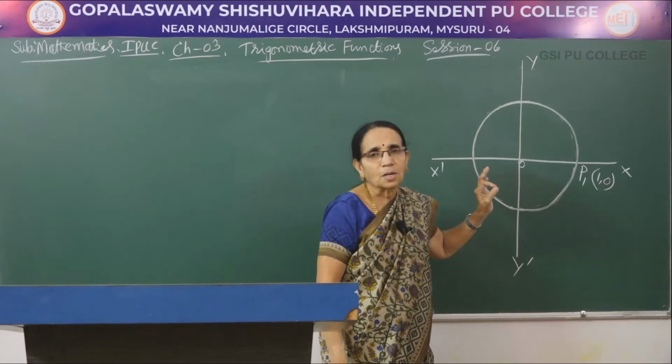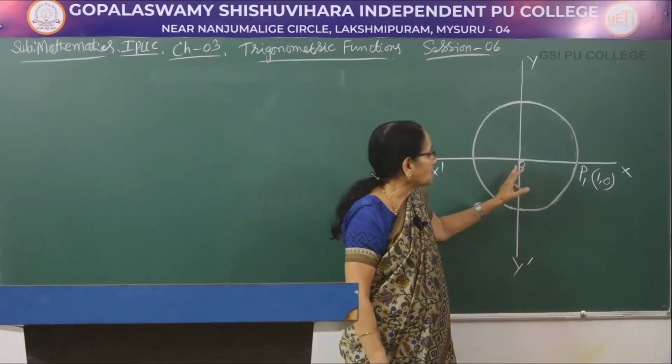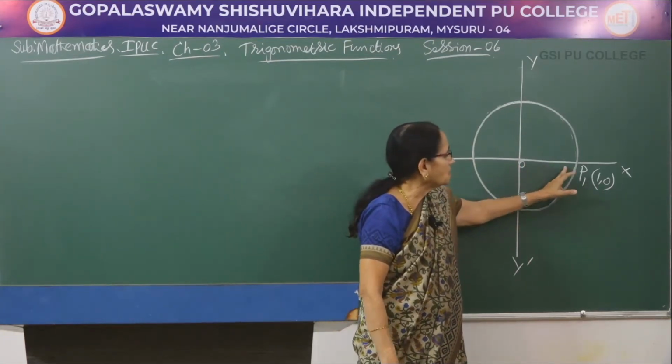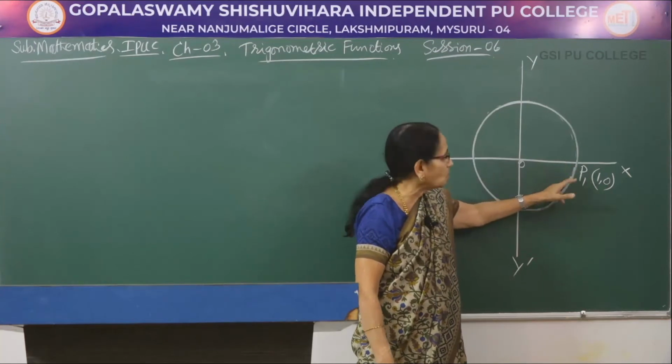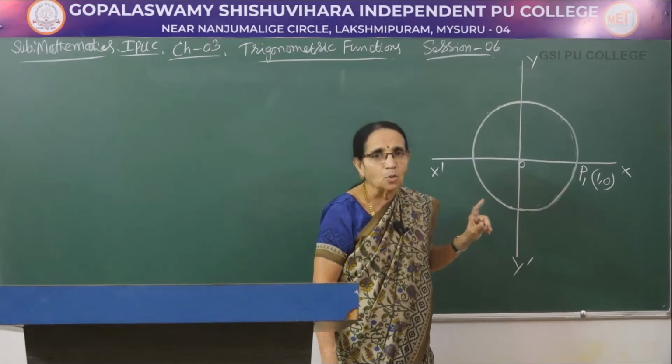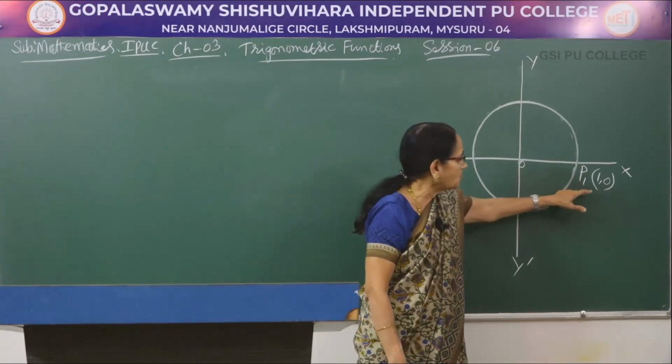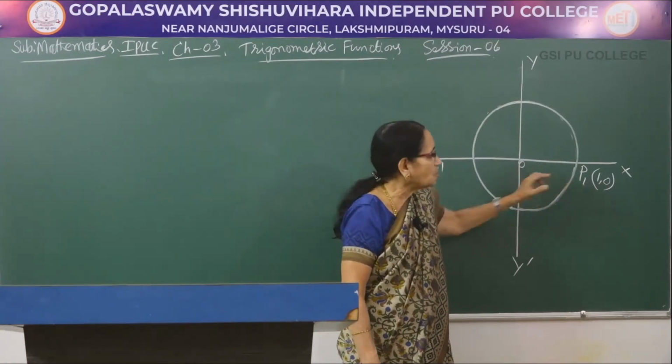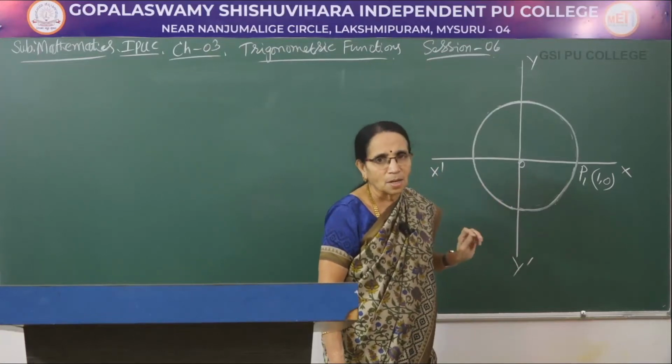Therefore, its y coordinate would be 0. But as you know, the radius OP is the x coordinate and also the radius of the circle, which you have taken to be 1 unit. Therefore, P1, the first point which I am considering, has the coordinates 1, 0.